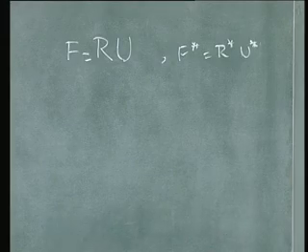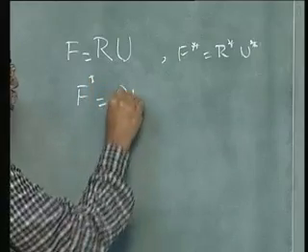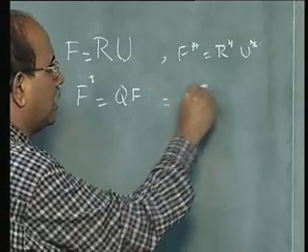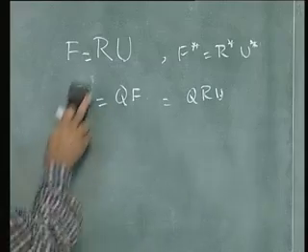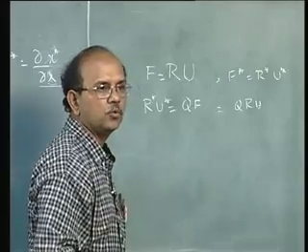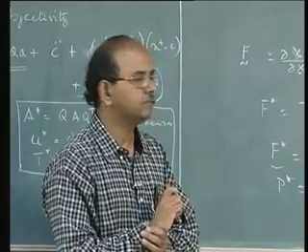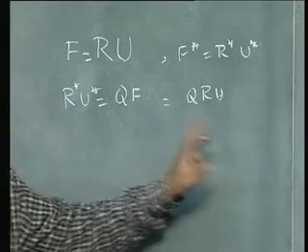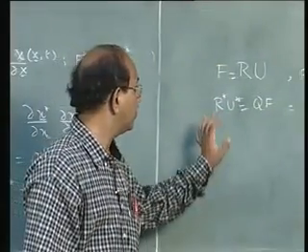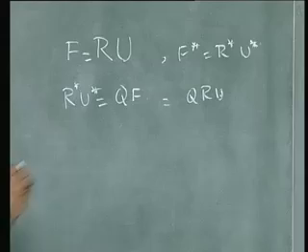That's the question. We start here: F star is equal to QF, and that is equal to QRU, or in other words R star U star is equal to QRU. Look at that carefully and can you pass some judgment on that? R star U star is equal to QRU. Very good. So from this, R star is equal to QR.